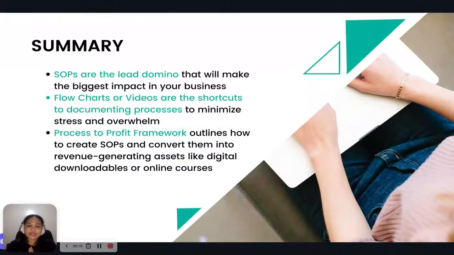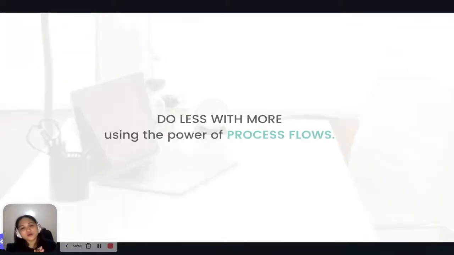All right. So let's quickly summarize what we were able to accomplish in this training. We were able to identify that SOPs are the lead domino that makes the biggest impact in our business. We all agree that's the case. Also, using flowcharts and videos are the shortcuts to documenting your processes so it doesn't have to be overwhelming and stressful. And then finally, you were able to learn my process to profit framework, which allows you to create SOPs and then convert them into revenue generating assets like digital courses or downloadables.